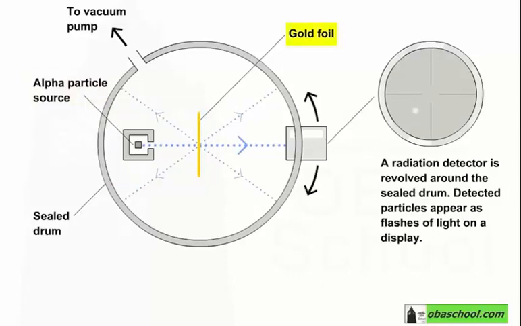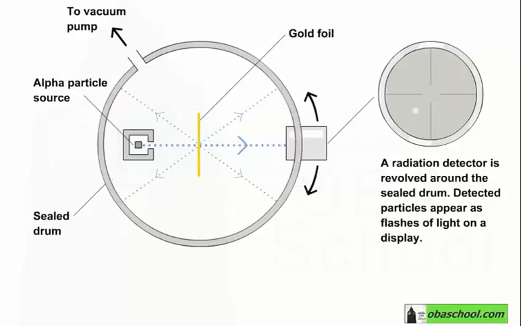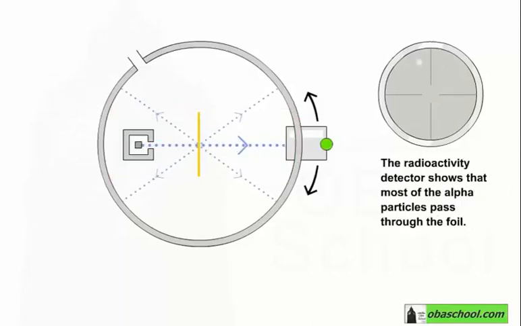Actually, they expected that the particles would directly hit the gold atoms, according to Thomson's model. However, they got surprised. When they started firing these alpha particles, the radioactive detector showed that most of the alpha particles passed through the foil.